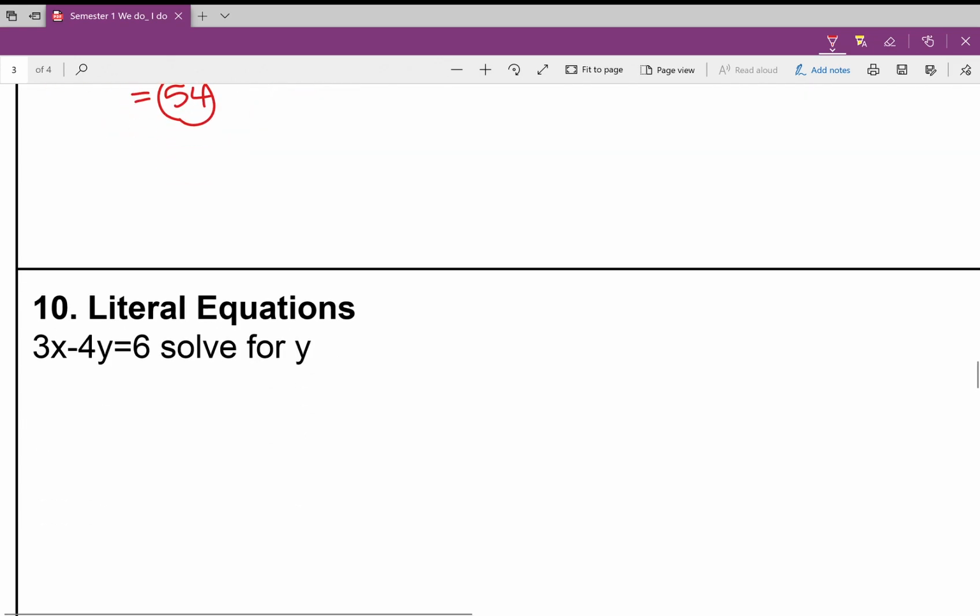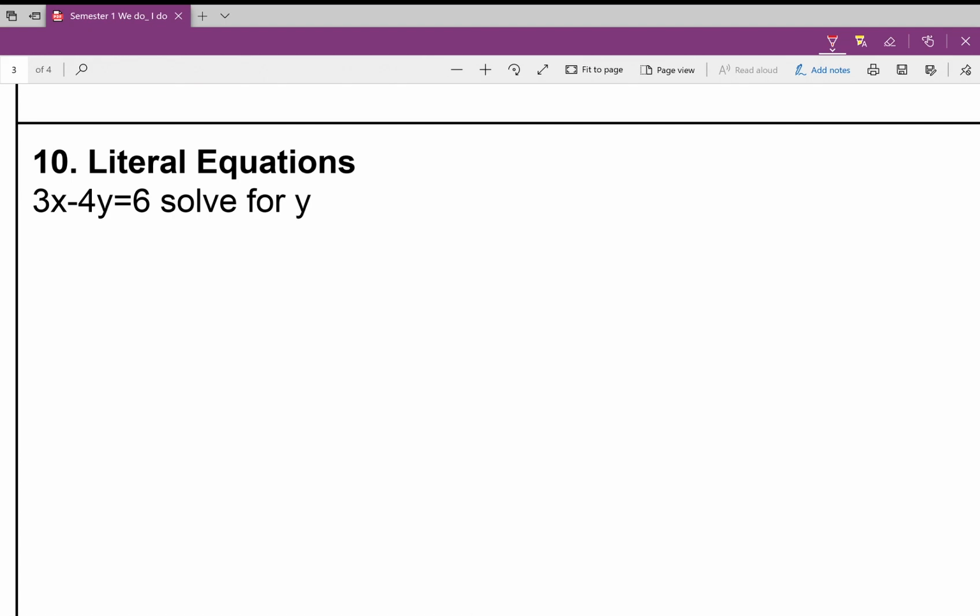Okay, let's look at 10, literal equations. So remember, in literal equations, you're trying to get one of the variables by itself. So in this case, it wants us to solve for y. So in order to get y by itself, let's look at this problem here. In order to get y by itself, we have to first get rid of this 3x. And we can get rid of that 3x by subtracting 3x from both sides. So then we have -4y is equal to -3x plus 6.